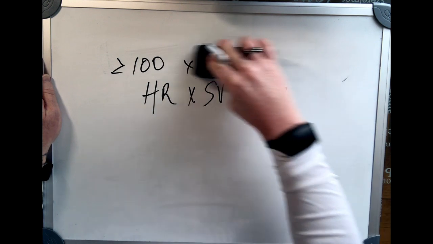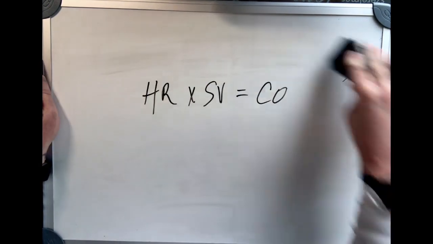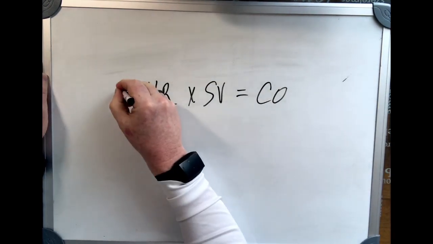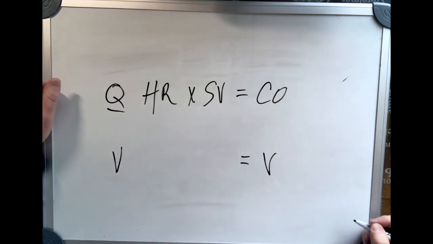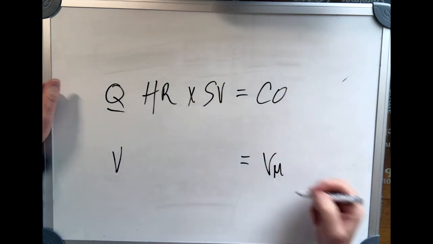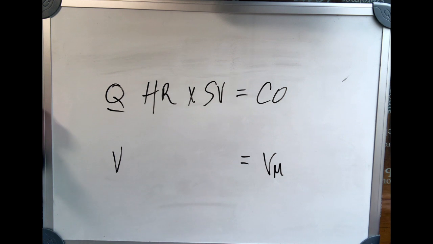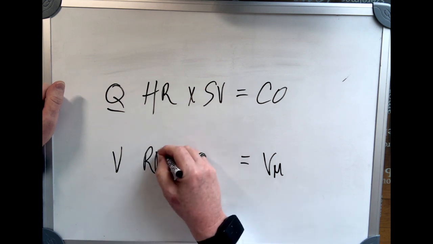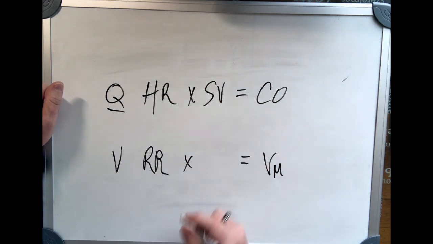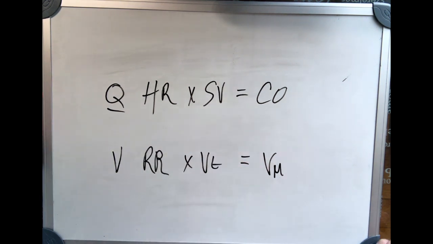Let's tie it together real quickly, and then we'll move on. So we're going to call this Q. You've heard of VQ matching. Q is perfusion. The V side of that, which we can write as V or as minute ventilation, is how much gas we move in a minute. And how do we get that measurement? It's really simple. For heart rate, we're looking at respiratory rate. For stroke volume, we're looking at tidal volume. That's going to give us how much gas we move in a minute.